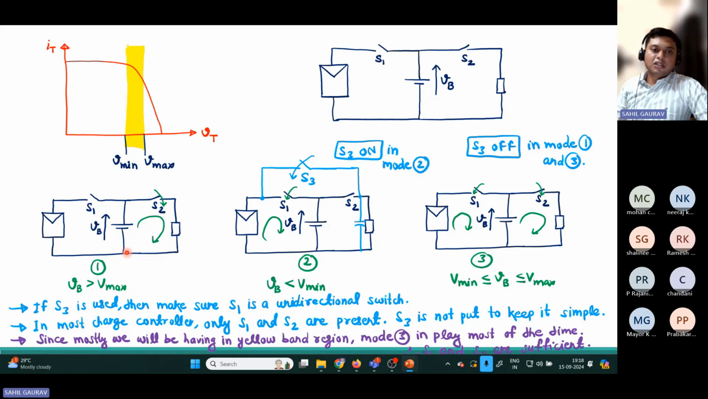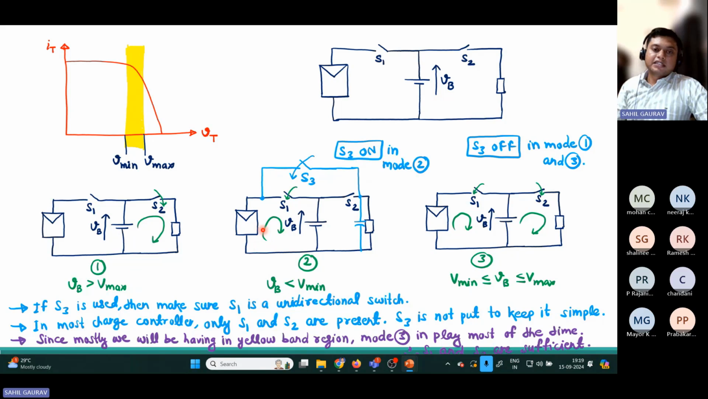So we will see all three cases. The first case is that when this battery voltage is more than this Vmax voltage, it means that our battery is fully charged, or nearly fully charged. So you have to just discharge the battery by switching on this S2, and you will discharge the battery through this load.